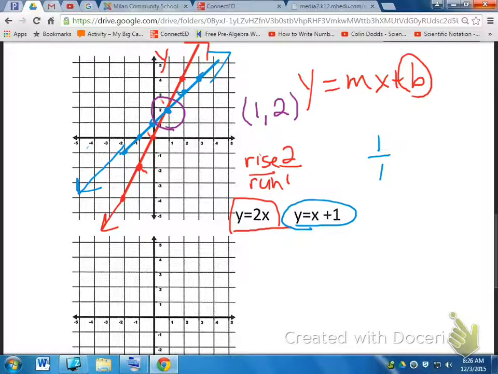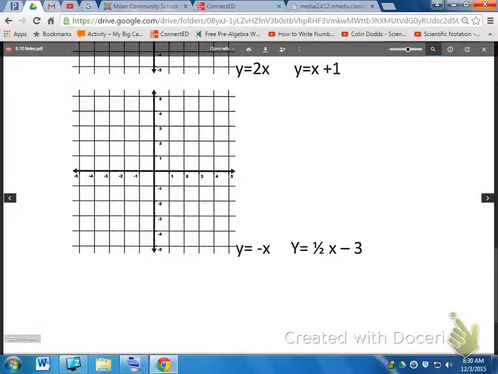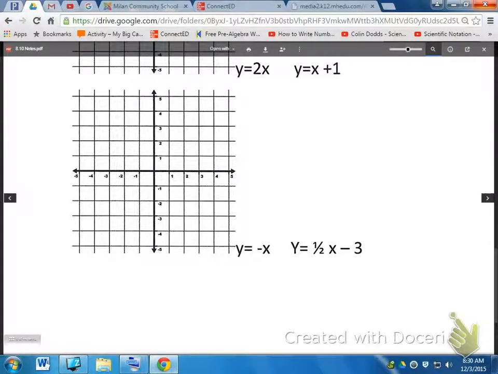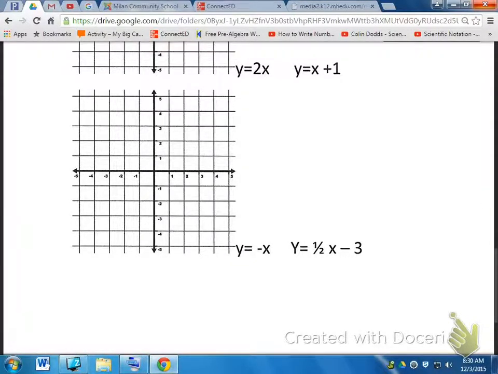All right, let's try one more. This one, the first equation is y equals negative x. And the second one is y equals 1/2 x minus 3. So I'm going to do this one in red. Y equals negative x. What's my y-intercept? 0 again.